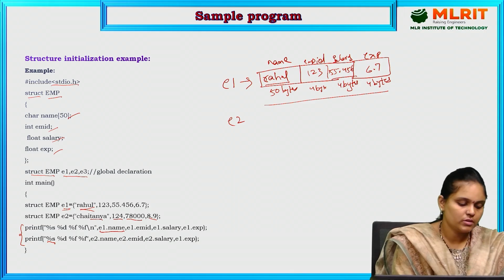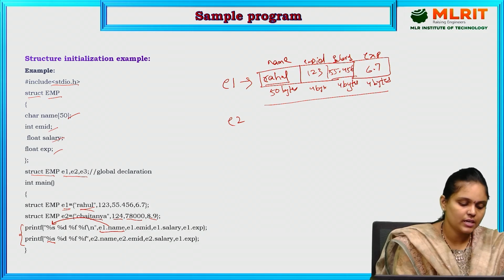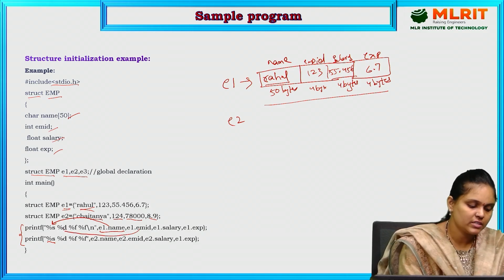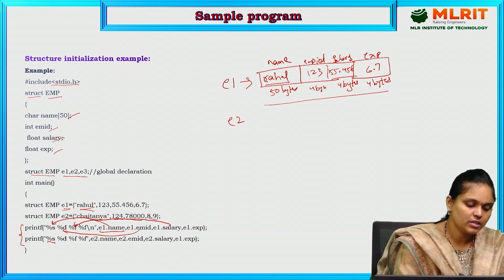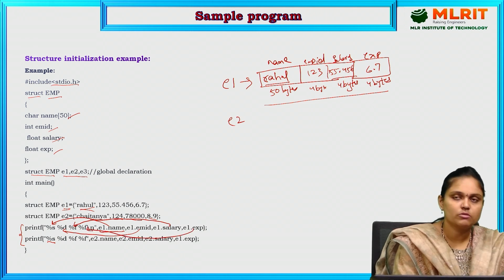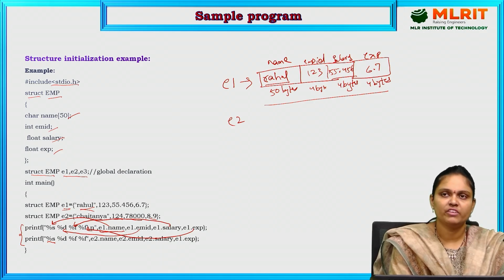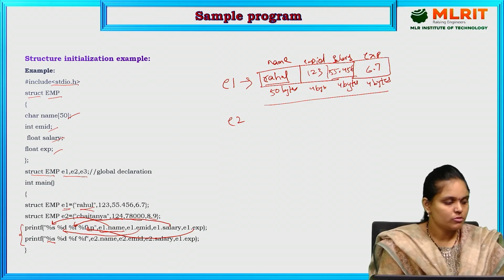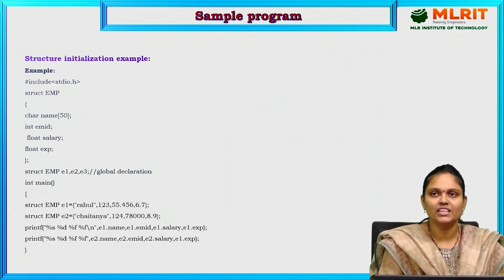The first value will be reflected in the place of this %s, and the second, E1.empid, will be reflected in the second control string place. E1.salary will be reflected in the third control string place, and E1.experience will be reflected in the fourth control string place. So all those values, whatever you have given, will get printed. We also have another way of initialization, by using the dot operator.